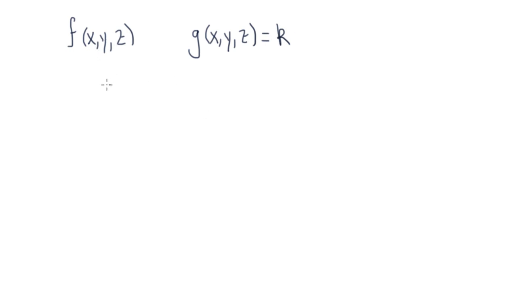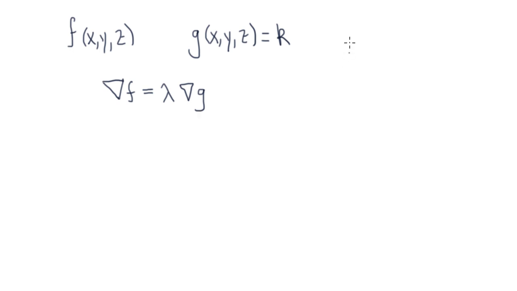Okay, so things are going to work exactly the same if we have a function of 3 variables subject to a single constraint. So we have our objective function, f, and then subject to this function g equal to some constant k. Then to find the maximum and minimum of this function subject to this constraint, we just set the gradient of f equal to lambda, some number, times the gradient of g.